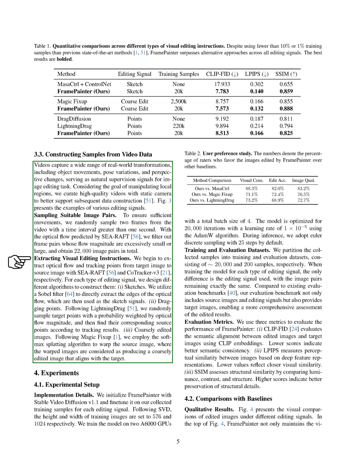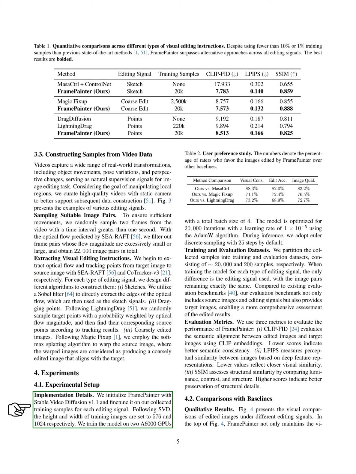For extracting visual editing instructions, we utilize optical flow and tracking points from the target and source images. We design different algorithms for various editing signals. 1. For sketches, we apply a Sobel filter to extract edges from the optical flow. 2. For dragging points, we randomly select target points based on optical flow magnitude and find their corresponding source points. 3. For coarsely edited images, we conduct experiments.